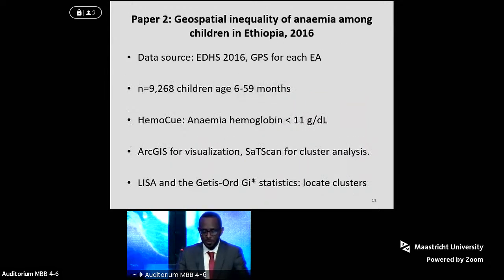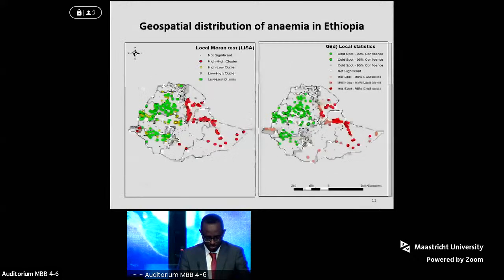Then the second paper is about spatial inequality of anemia among children in Ethiopia using the 2016 EDHS data. For this EDHS 2016, we have also used the GPS data of the same year. We included a total of 9,268 children aged 6 to 59 months. We used HemoCue testing for anemia assessment, and other important geospatial and statistical methods were also applied.